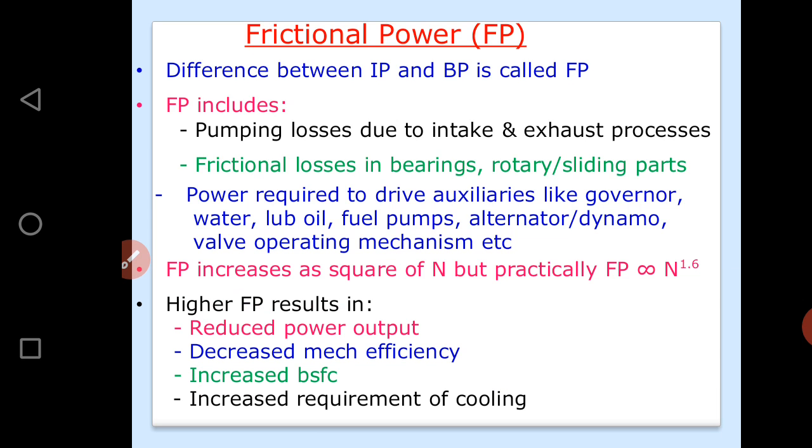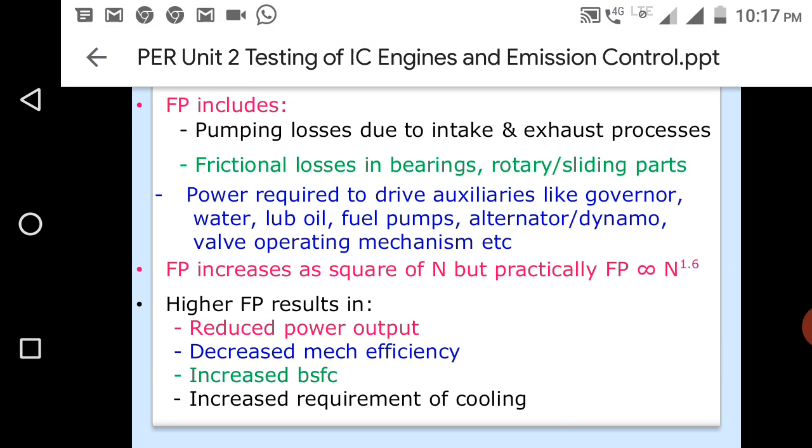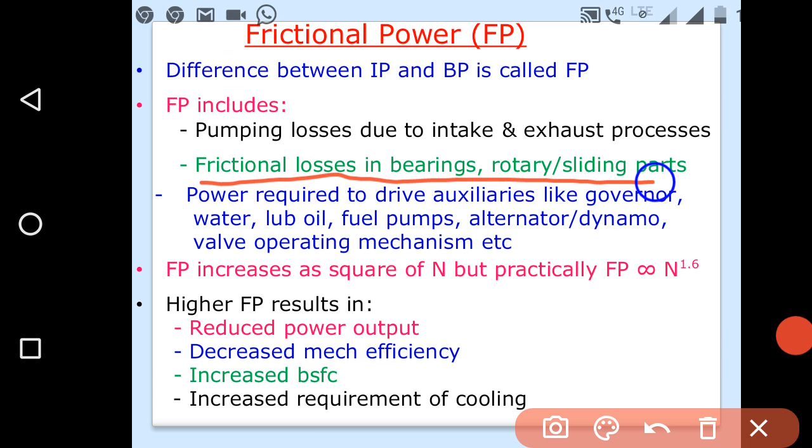So we know that there are some losses when it is transmitting from the piston to the crankshaft, because it transmits from the piston to the connecting rod, and from the connecting rod to the crankshaft. So there will be frictional losses while transmitting, frictional losses in bearings and sliding parts. So these are the mechanical losses. We are deducting these power losses from the indicated power.